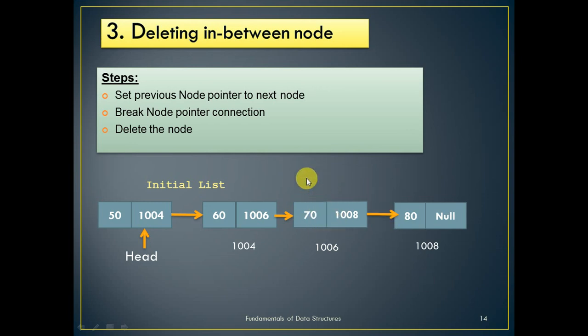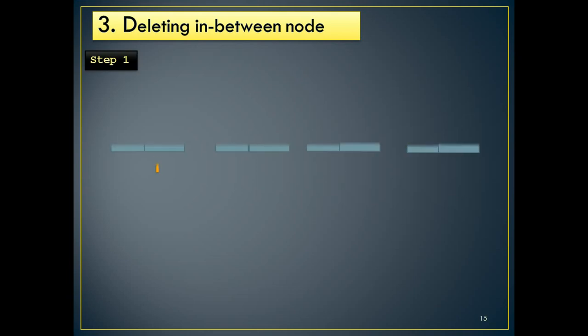At that time we have to set one node pointer variable at the previous node of our node, and then break the node pointer connection. We have to break this node pointer connection. It means that we have to store the address of the next node into this particular node. Okay, then delete this node. These are the steps required for deleting an in between node. Okay, now we will see it in detail.